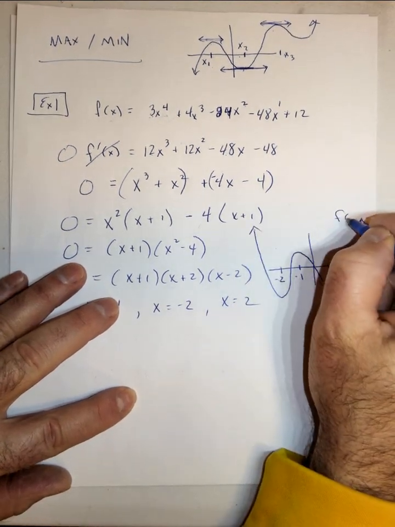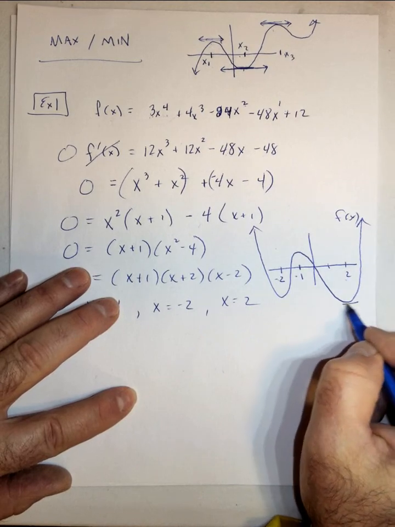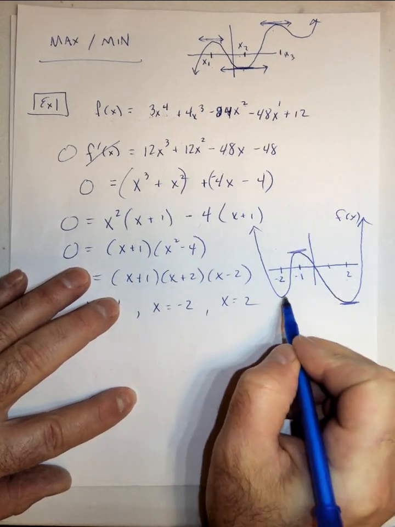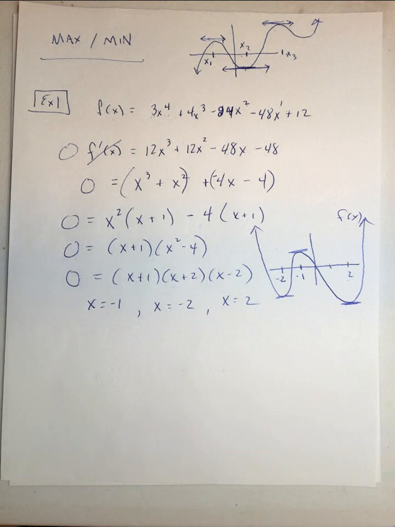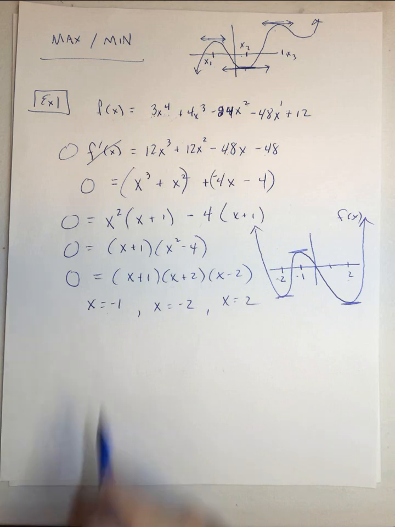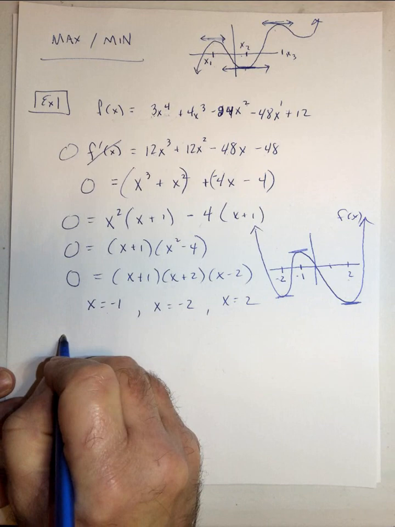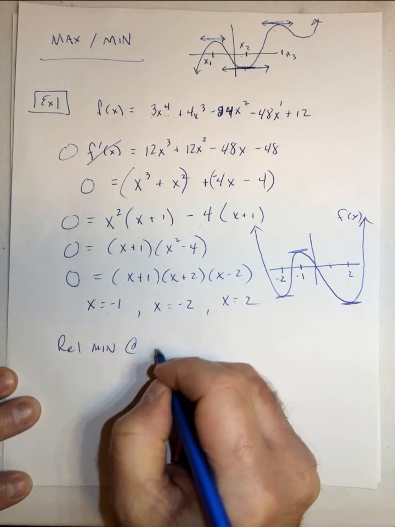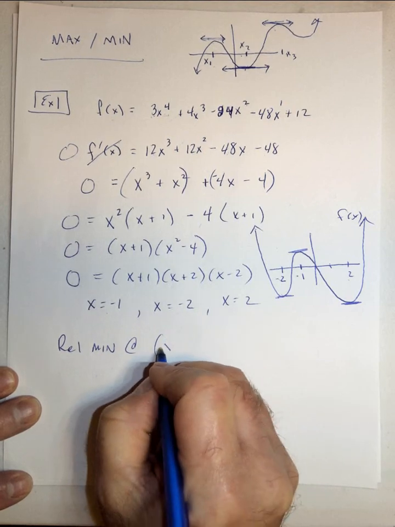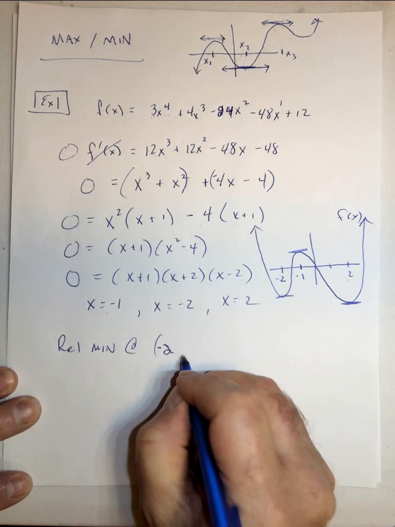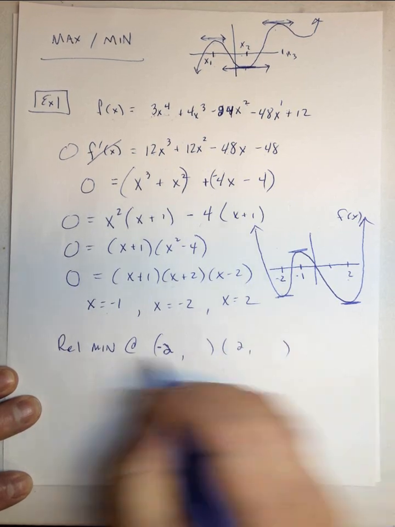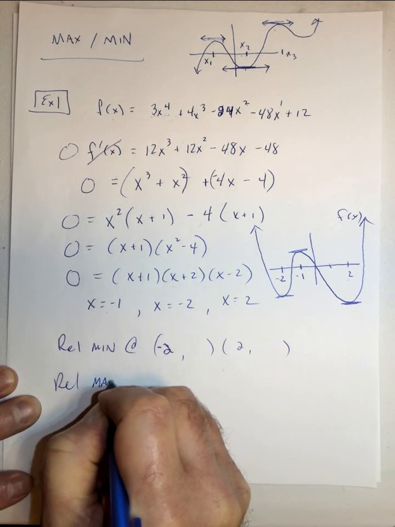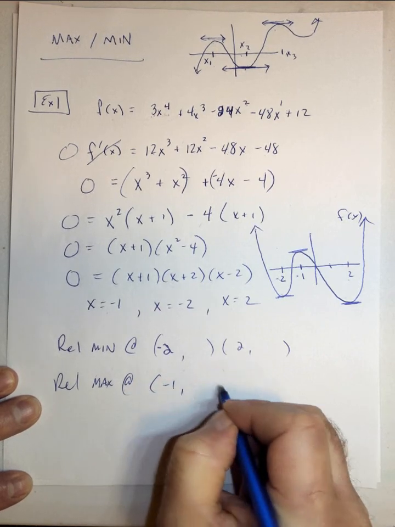So this is the graph of f. And what we see at 2 is where we have a minimum, at -1 a max, and at -2 a minimum. So knowing what the end behavior of the particular function is will determine what you have, so that when you go back you can say, okay, I've got 2 relative minimums. So I have a relative minimum at -2 and 2, and I have a relative maximum at -1.